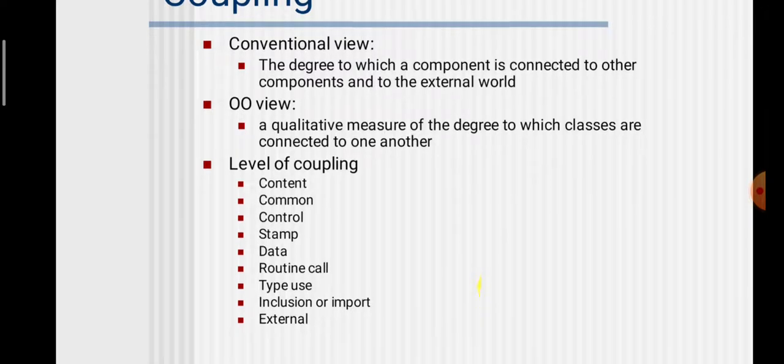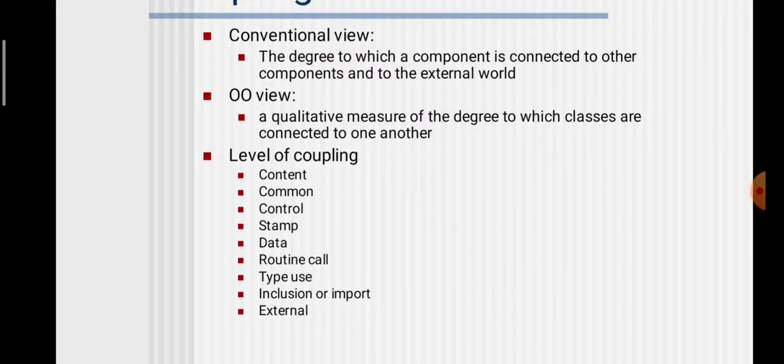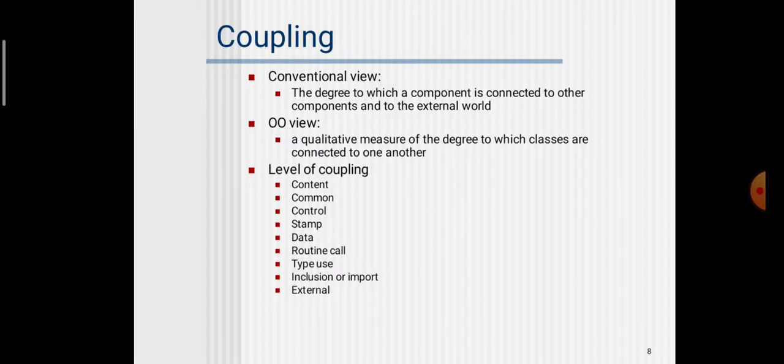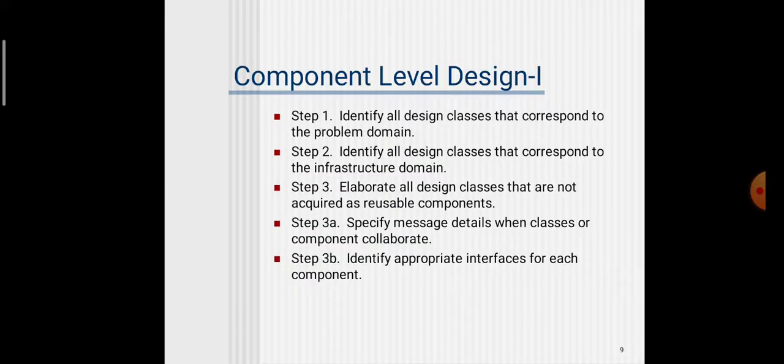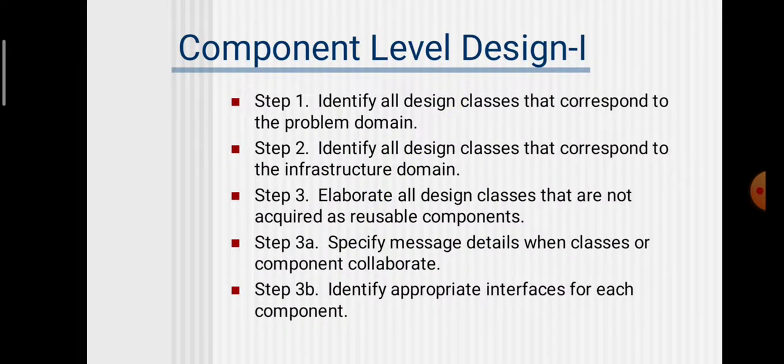So let us see the levels of coupling: content coupling, common, control, stamp, data, routine call, type use, inclusion or import, and external. These are the different types of coupling. So far we have seen the naming conventions, that is the guidelines, and the design principles. Now, how to get a component design at level 1? We have steps.